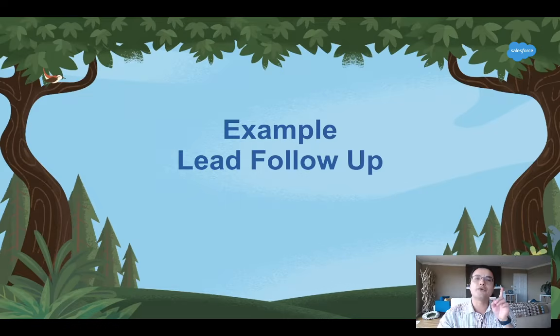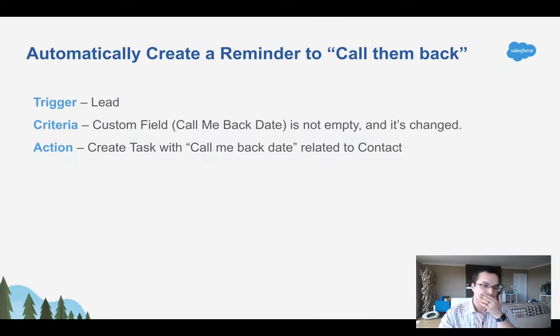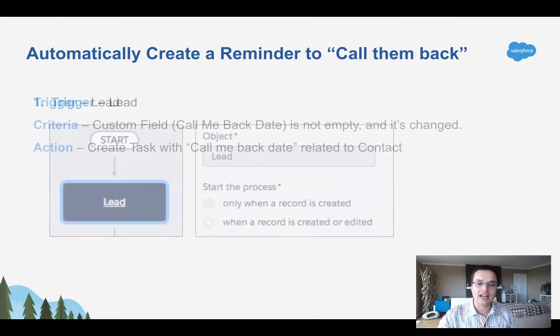All right, so let's walk through an example automation rule. Let's say you want to call back a lead anytime the call me back date is filled out. So let's say I call you, and now's not a good time, and I have to call you back. Well, when do you want me to call you back? Call me back next Wednesday. All right, I put next Wednesday into a date field, and that's the date I should call you back. All right, so how do we do it?